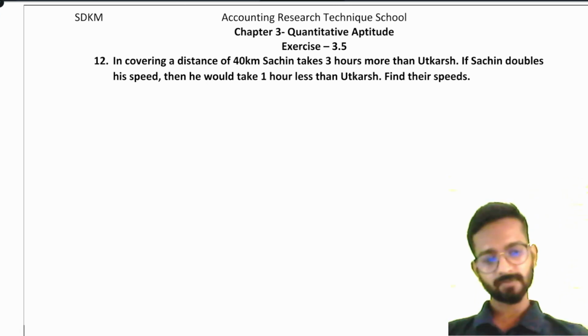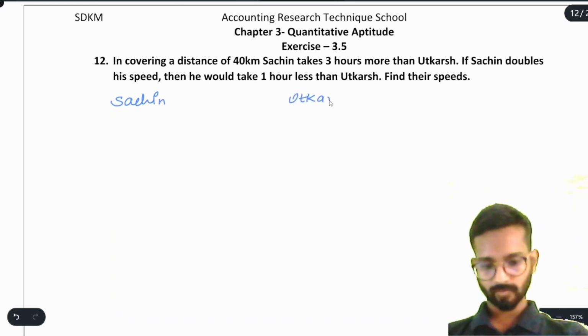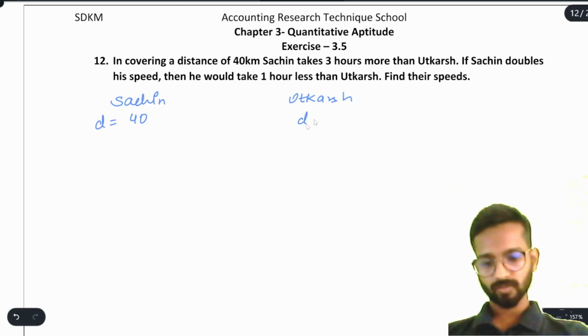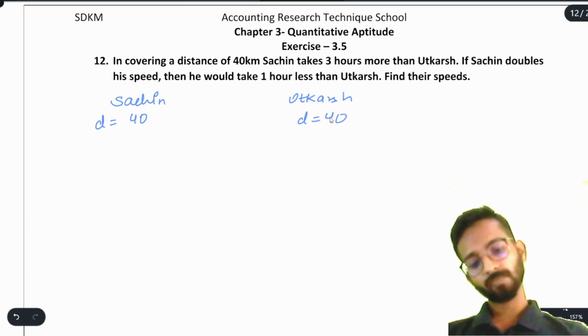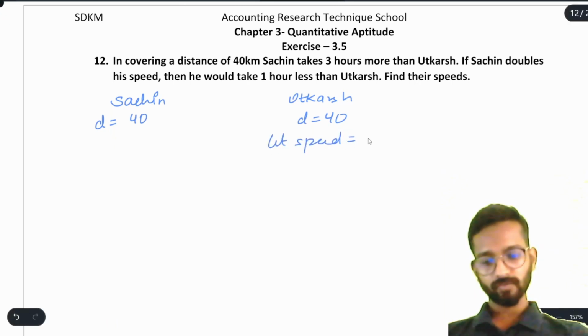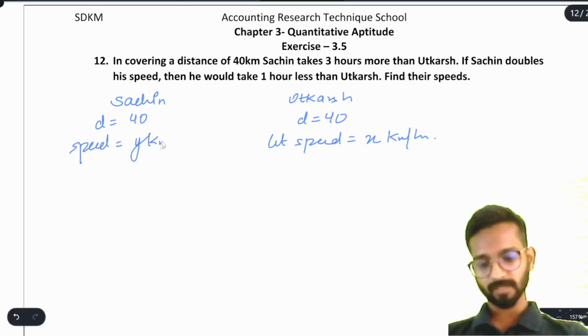We will write here details for two people, that is Sachin and Utkarsh. See, in covering a distance of 40 kilometers, it means distance for Sachin is also 40, Utkarsh is also 40. Okay. Sachin takes 3 hours more than Utkarsh. Let the speed of Utkarsh be x kilometers per hour and let for Sachin it be y kilometers per hour. Okay.